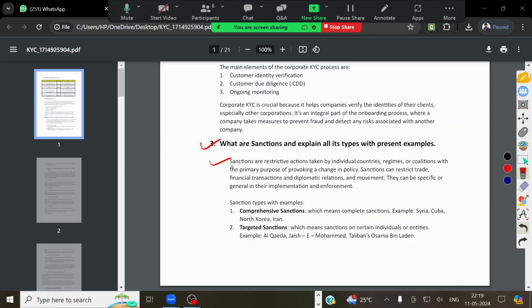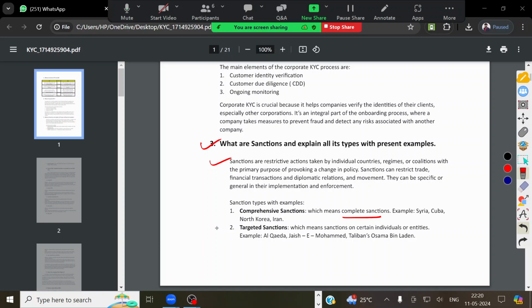Sanctions are restrictive actions taken by individual countries, regimes, or coalitions with the primary purpose of provoking a change in policy. Sanctions can restrict trade, financial transactions, diplomatic relations and movement. They can be specific or general in their implementation and enforcement. We have sanction types, which is comprehensive sanctions, which means complete sanctions. So you can totally ban that organization or country. For example, North Korea, Iran, Syria, Cuba, they are completely banned.